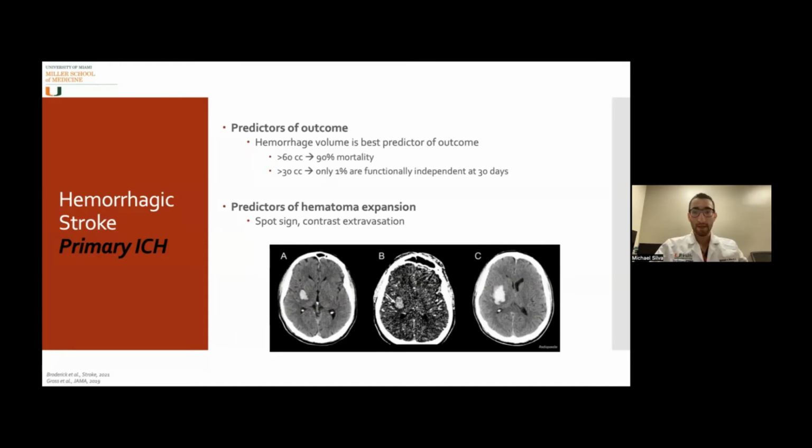There's also this spot sign that we hear about, we read about, and the neurologists and radiologists love to talk about it. I think we look for it less in neurosurgery, but it is indeed a very strong predictor of hematoma expansion, and it's basically a sign of contrast extravasation and active hemorrhage.